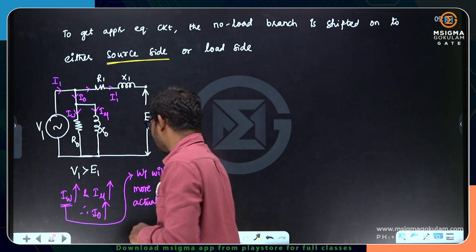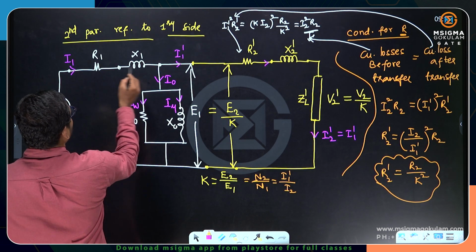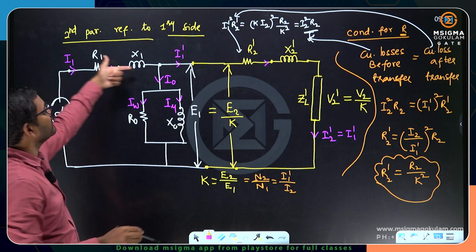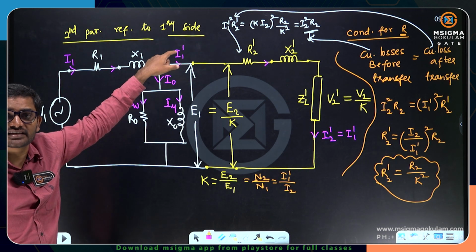But earlier how much was it carrying? You see, the primary winding was carrying I1 current. Is I1 greater, or I1 dash greater?